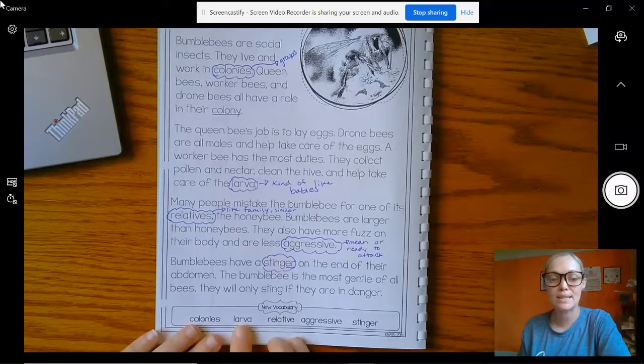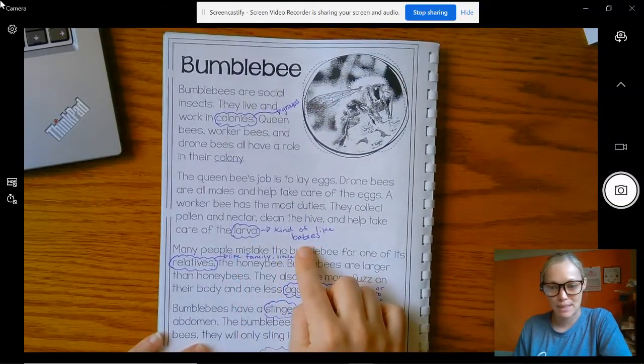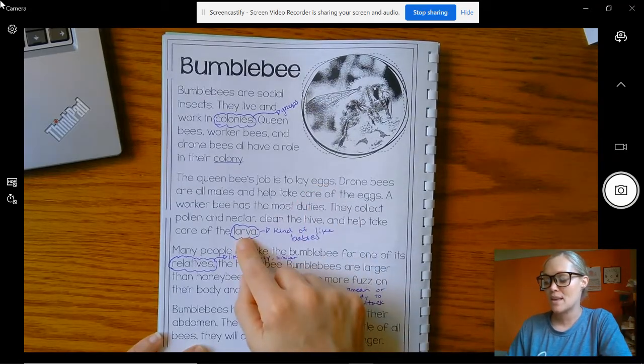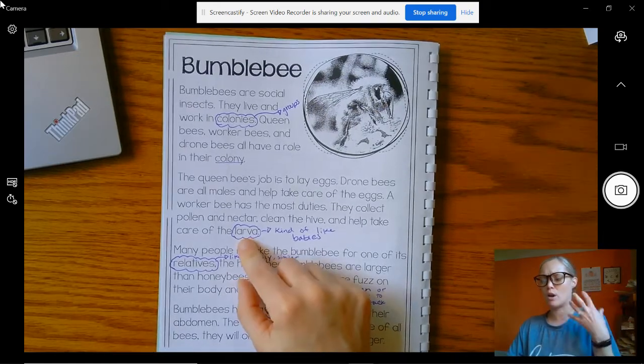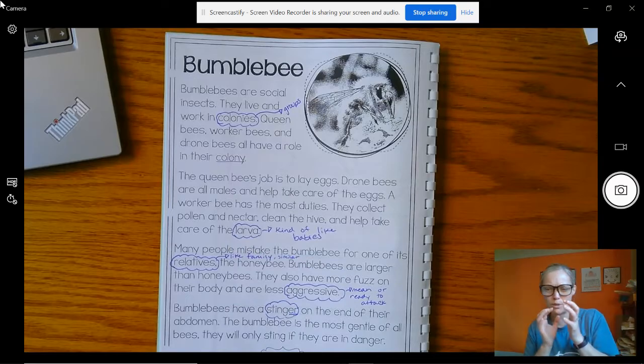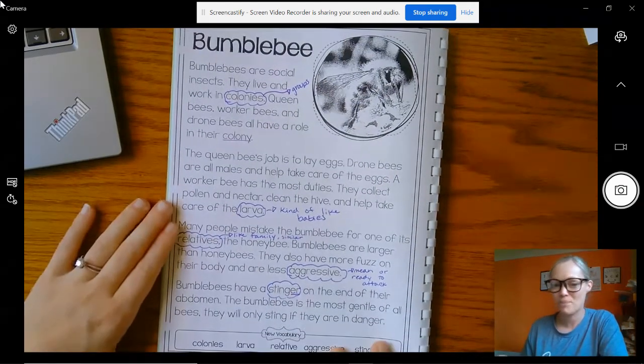Okay, and next word is larva. And larva is kind of like babies. So it's not quite the egg. They've come out of the egg, but they're not pupas yet. They're not adults yet. Okay, so they're kind of in a weird in-between stage. They're not quite kids yet. So they're kind of like the babies.